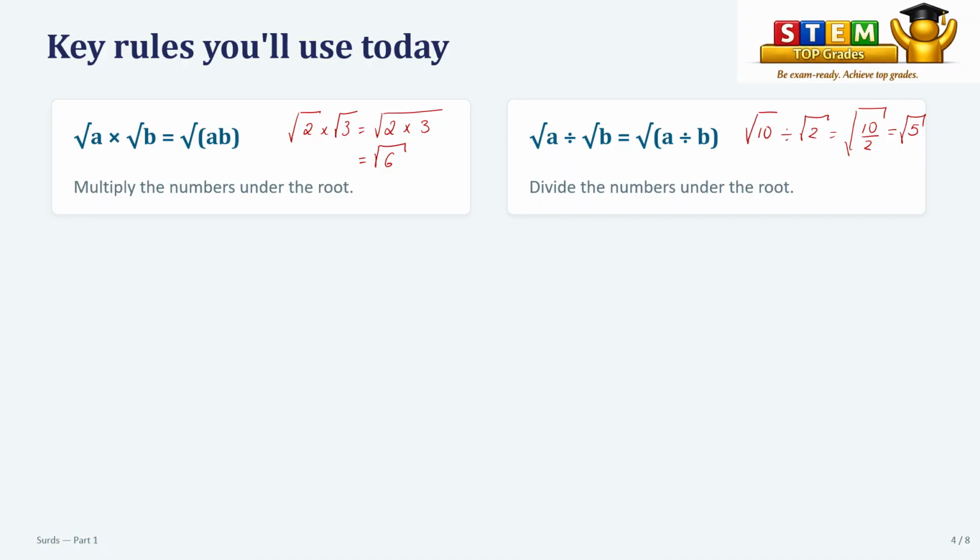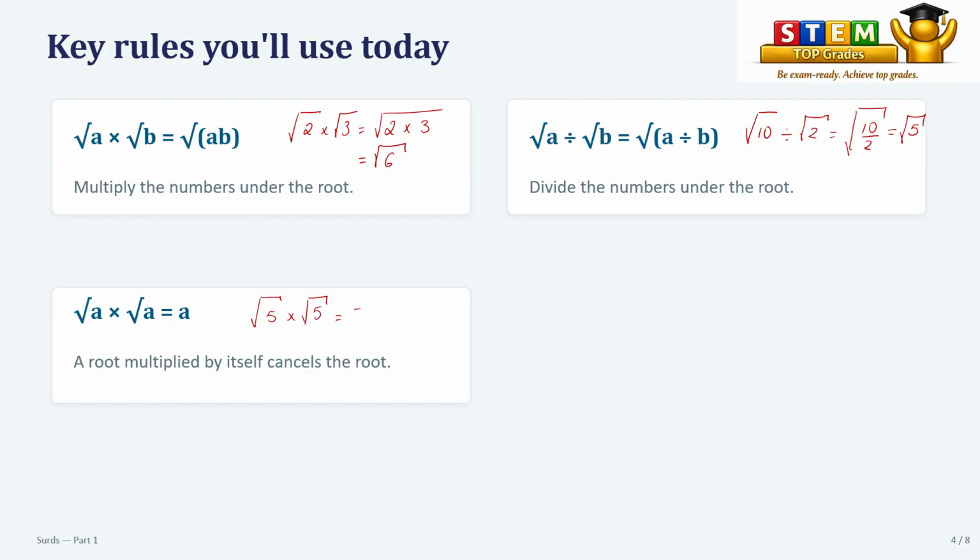That brings us to rule number 3. In this case, we are multiplying a square root by itself. So square root of A multiplied by the square root of A gives us A. Let's look at an example. If you take the square root of 5, you multiply this with the square root of 5, you end up with simply 5.